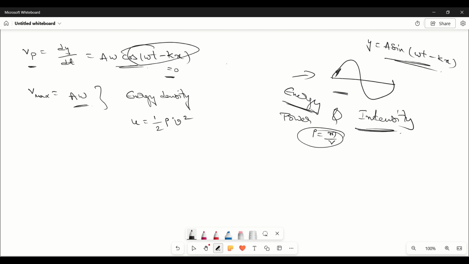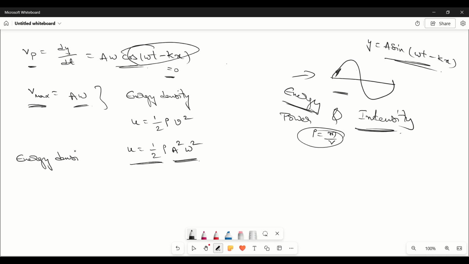This represents energy density. Based on this energy density, we are going to represent energy, where we know that energy density is equal to energy per unit volume. So then the energy of the wave is given as energy density into volume.